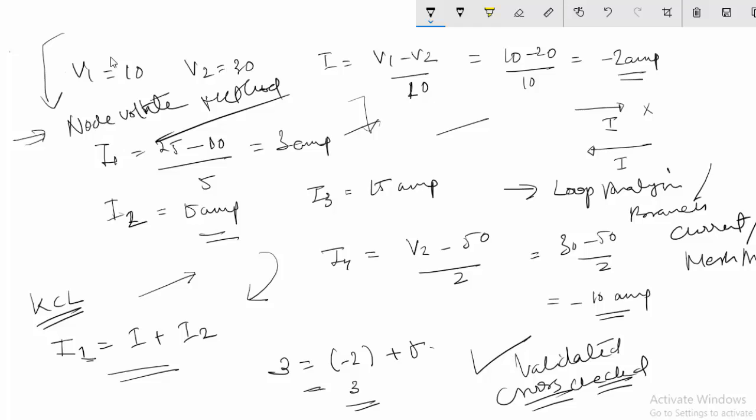So it's possible to solve the same problem using multiple ways, but sometimes in a question it will be specifically asked to solve the problem using the node voltage method, and if you are looking to find out about the node voltage method, you could have found this video useful.